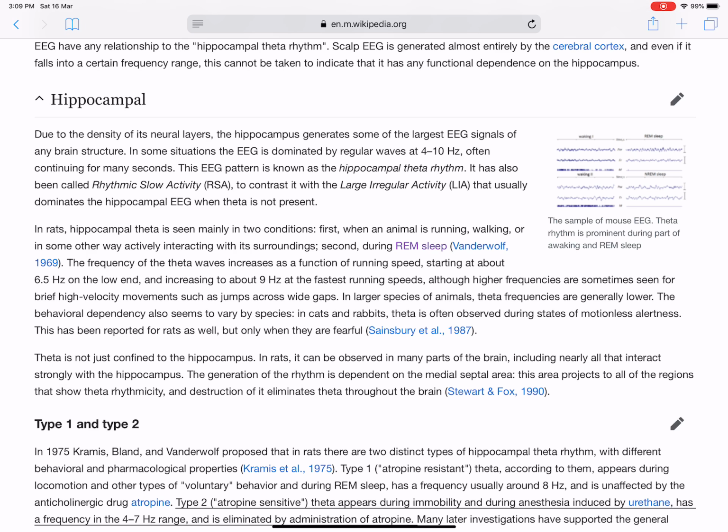Many later investigations have supported the general concept that hippocampal theta can be divided into two types, although there has been dispute about the precise properties of each type. Type 2 theta is comparatively rare in unanesthetized rats.